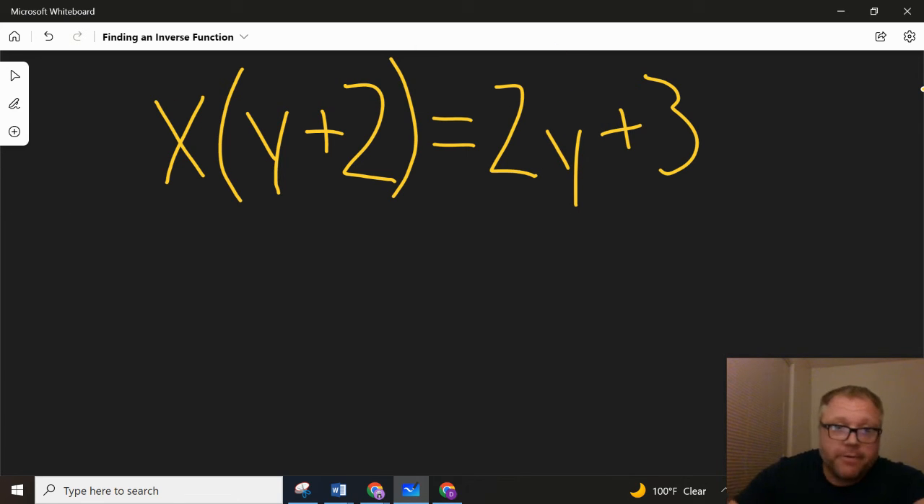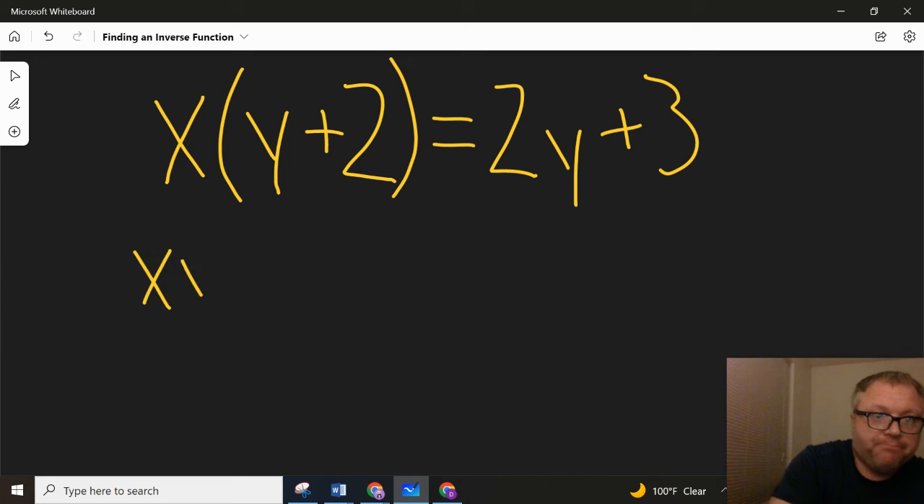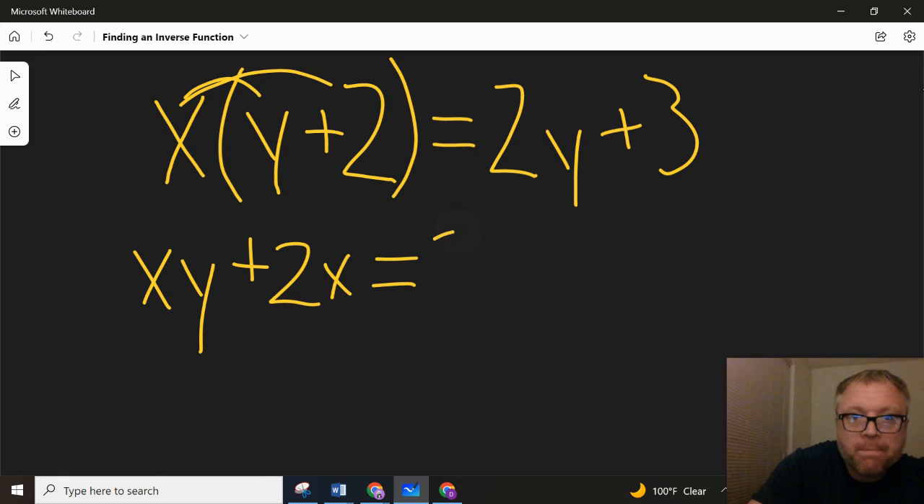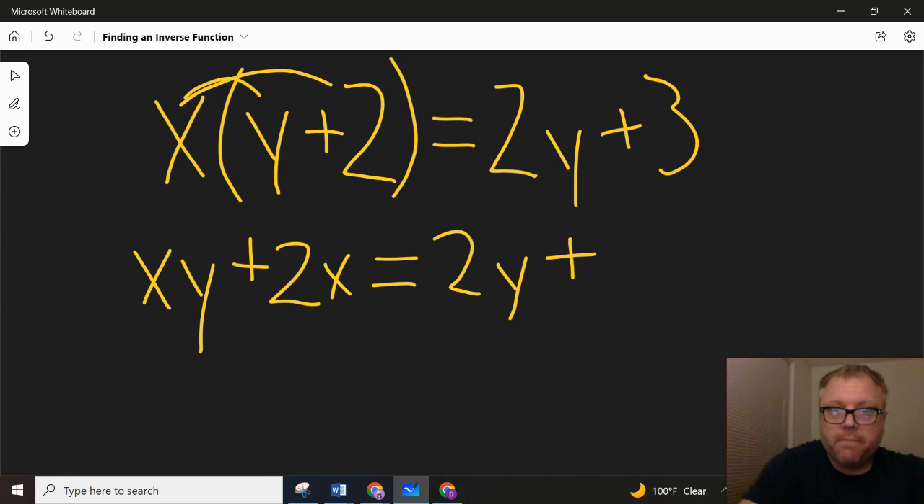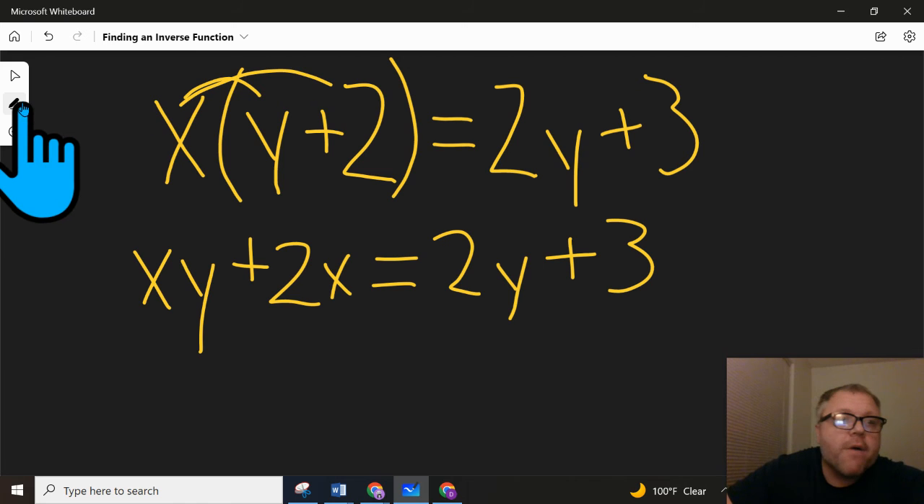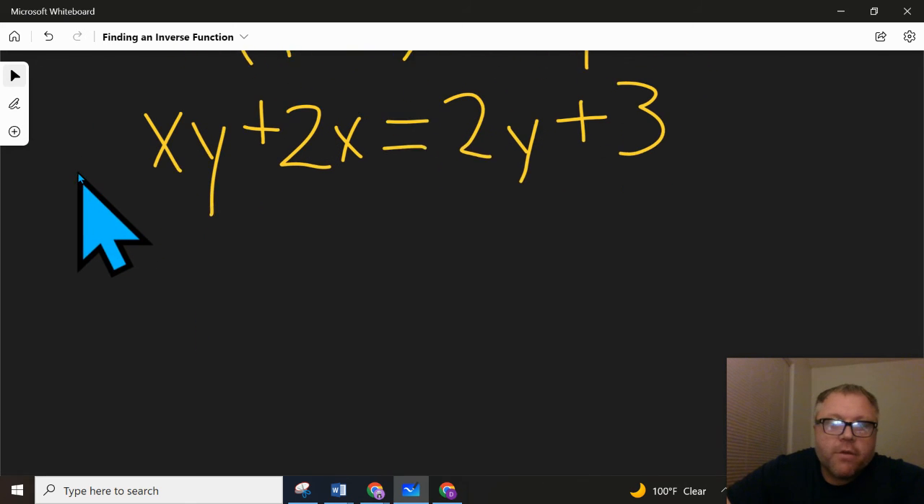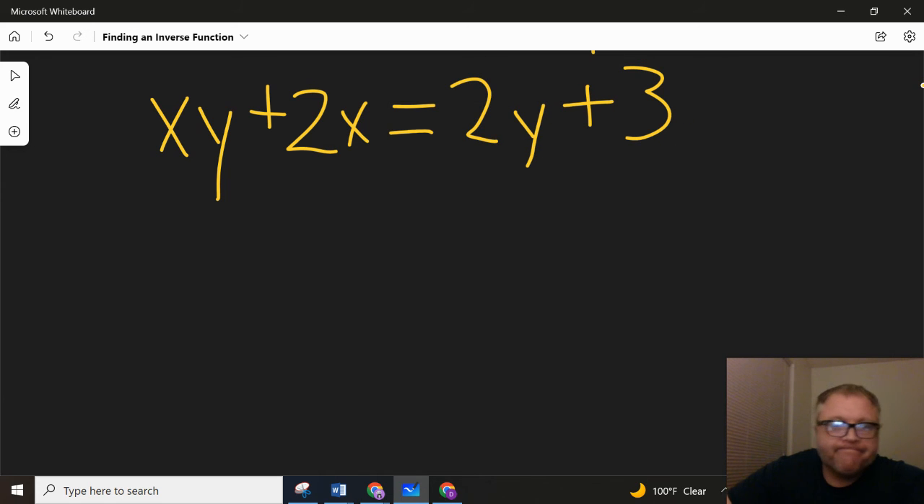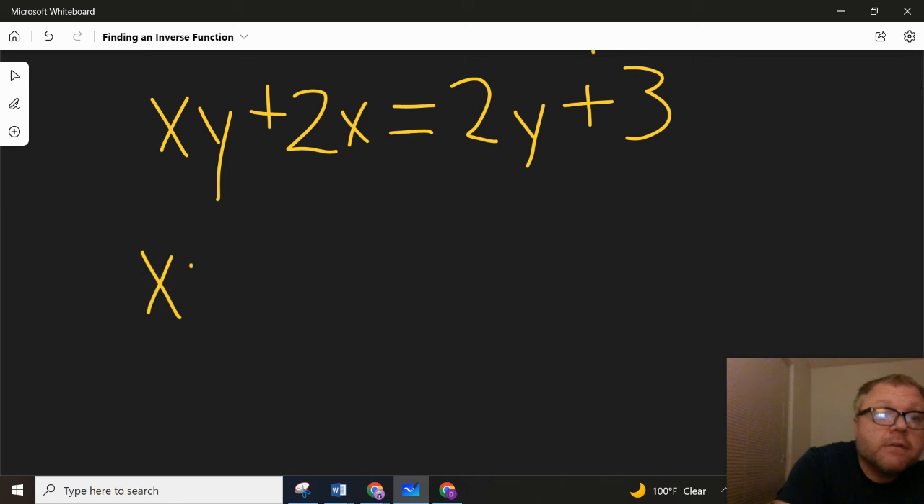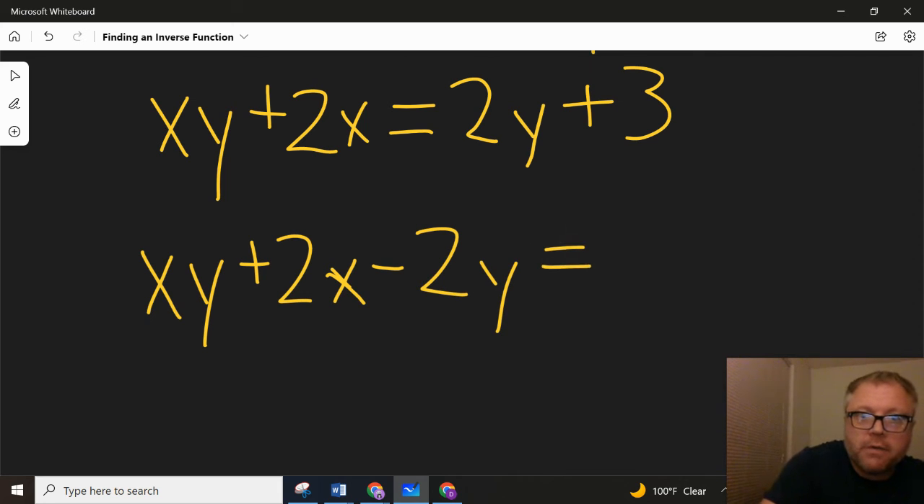I'm going to distribute that x. x times y and x times 2, so x times y plus 2x, and then 2y plus 3. If I subtract 2y from both sides, I will have y on one side of my equation. So x times y plus 2x, there we go, minus 2y equals 3.